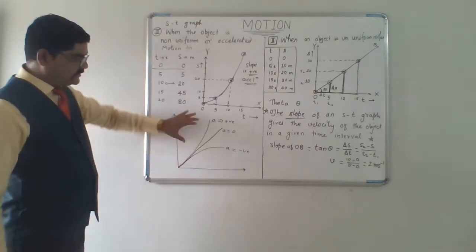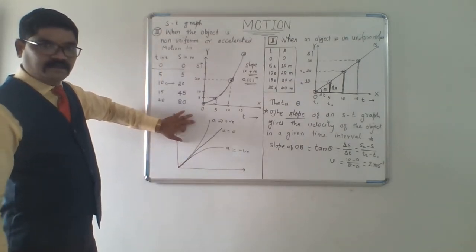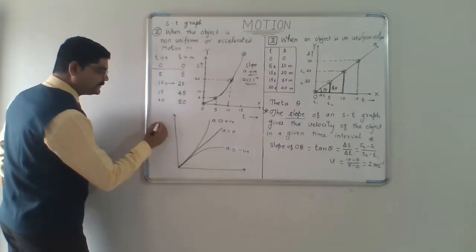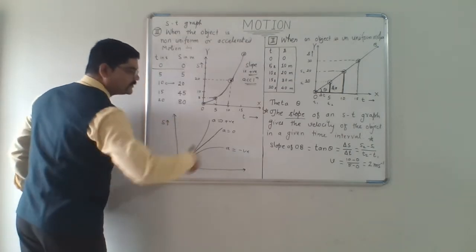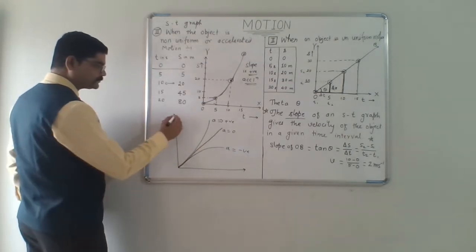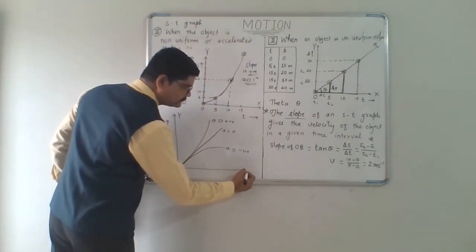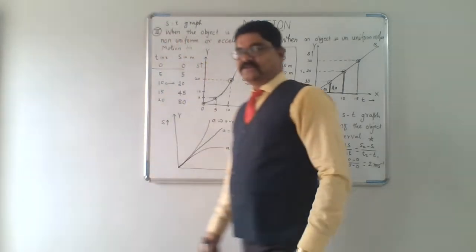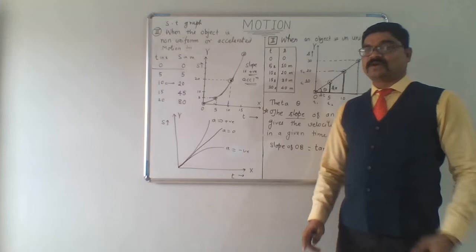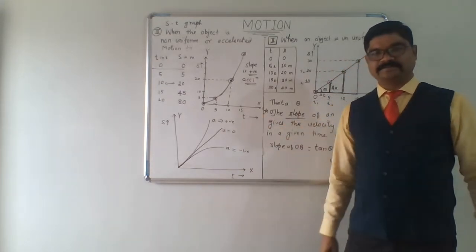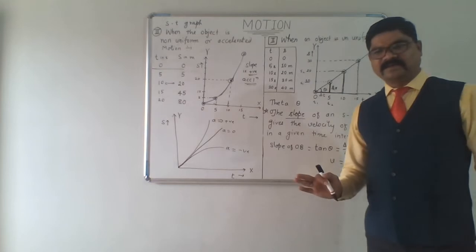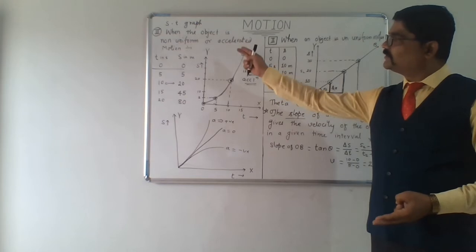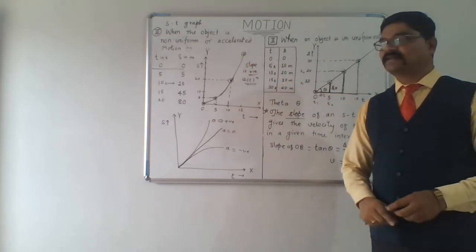That is, this graph is for acceleration, the upper one. This graph is for retardation, and this graph of straight line is for uniform motion. I hope you have understood the concept of graphical representation of motion using ST graph. There are three possible cases: the object at rest, the object in uniform motion, or the object is in non-uniform or accelerated motion.